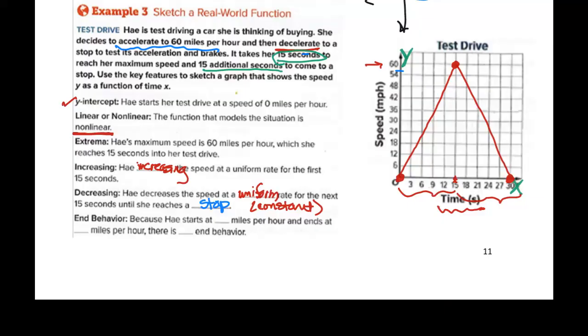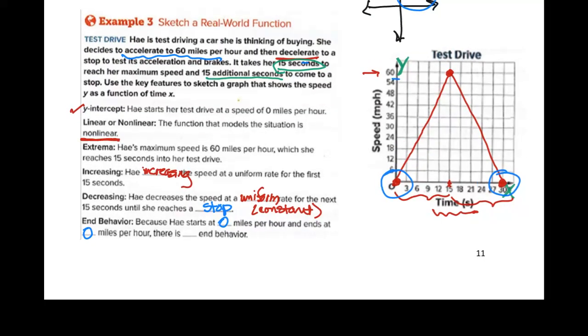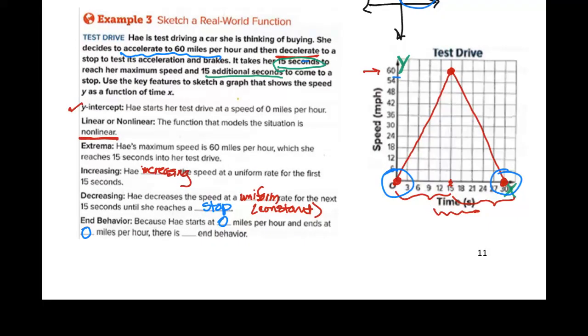So the end behavior, because Hay starts out at blank miles per hour. So how many miles per hour is she starting out at? She's starting right here. How many miles per hour is that? 0. She's starting at 0 and she ends at, here's where she ends, 0, right? Because she's stopped.